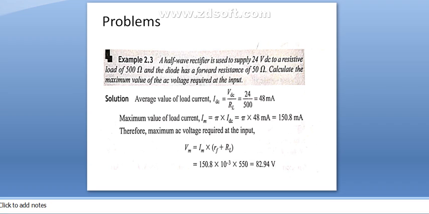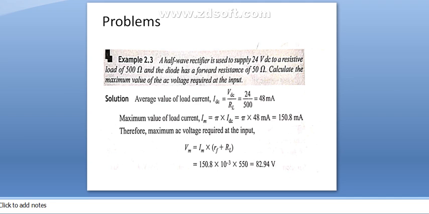Okay. So next, a half wave rectifier is used to supply 24 volts DC to a resistive load of 500 ohms, and the diode has a forward resistance of 50 ohms. Calculate the maximum value of the AC voltage required at the input. So here we have to calculate the maximum value of input voltage.